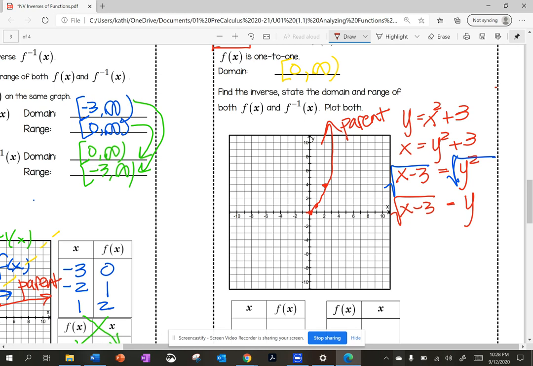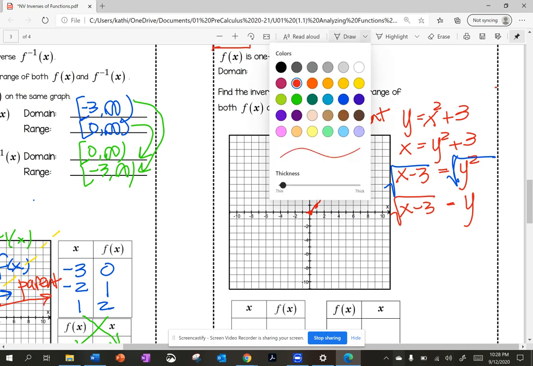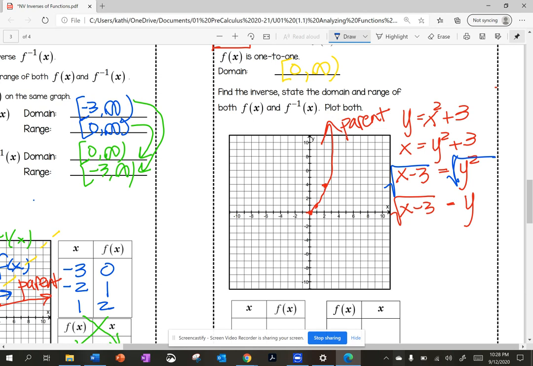Next, I'm going to plot the function with the transformation. So the equation is x squared plus 3. So I'm moving 3 to the right. Or I'm sorry, plus 3 is a vertical transformation up 3. So I'm moving everything up 3 y values. 1, 2, 3. So this is my function f of x.